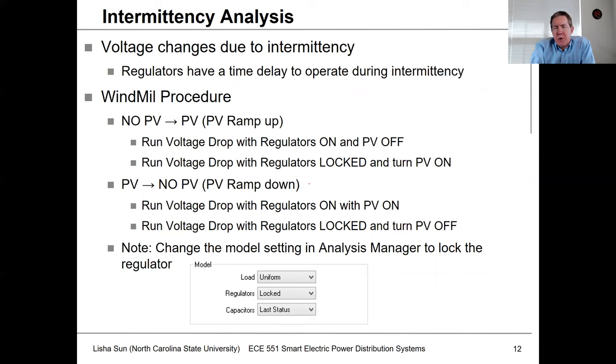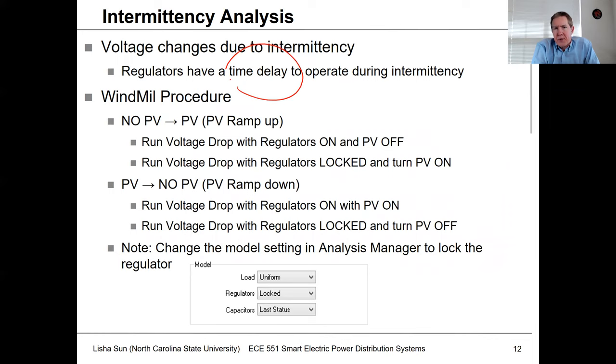This is what we refer to as intermittency analysis when we're looking at the impact of this cloud cover. And the thing we've got to take into account is that regulators have a time delay. A lot of times, a downstream regulator is going to have maybe a 15, 30, 45, or 60 second delay with respect to the substation tap changer. And it could be that the regulator is not going to be able to react to this cloud cover intermittency.